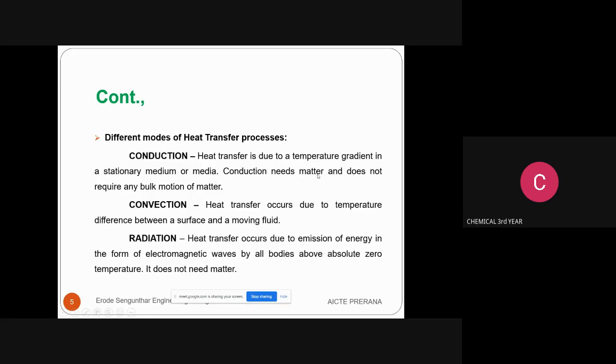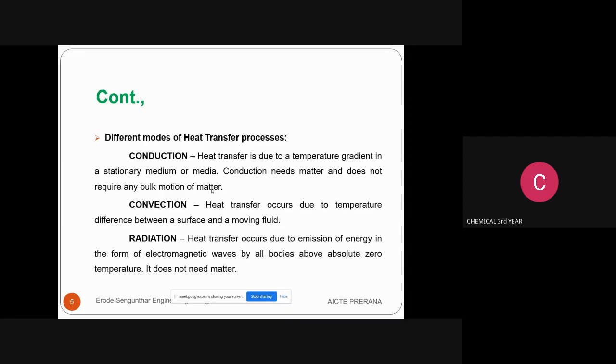Conduction needs matter and does not require any bulk motion of matter. So this is the concept I said already. Bulk motion should not be there for the matter, but inside the matter, atoms, molecules or electrons, whatever it may be, can move. Due to that motion only, the heat will transfer inside the body, or from one end of the body to the other end of the body. This is the conduction process.